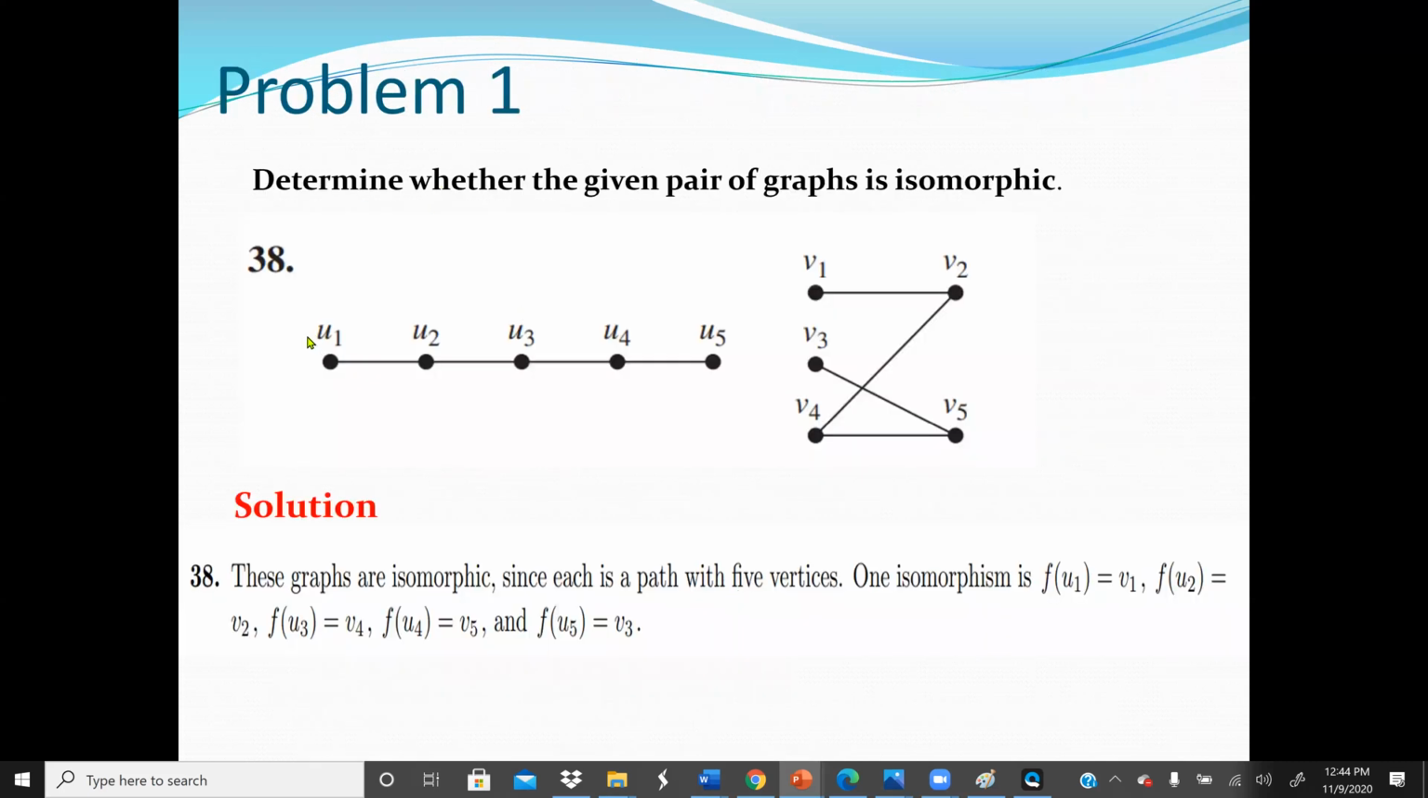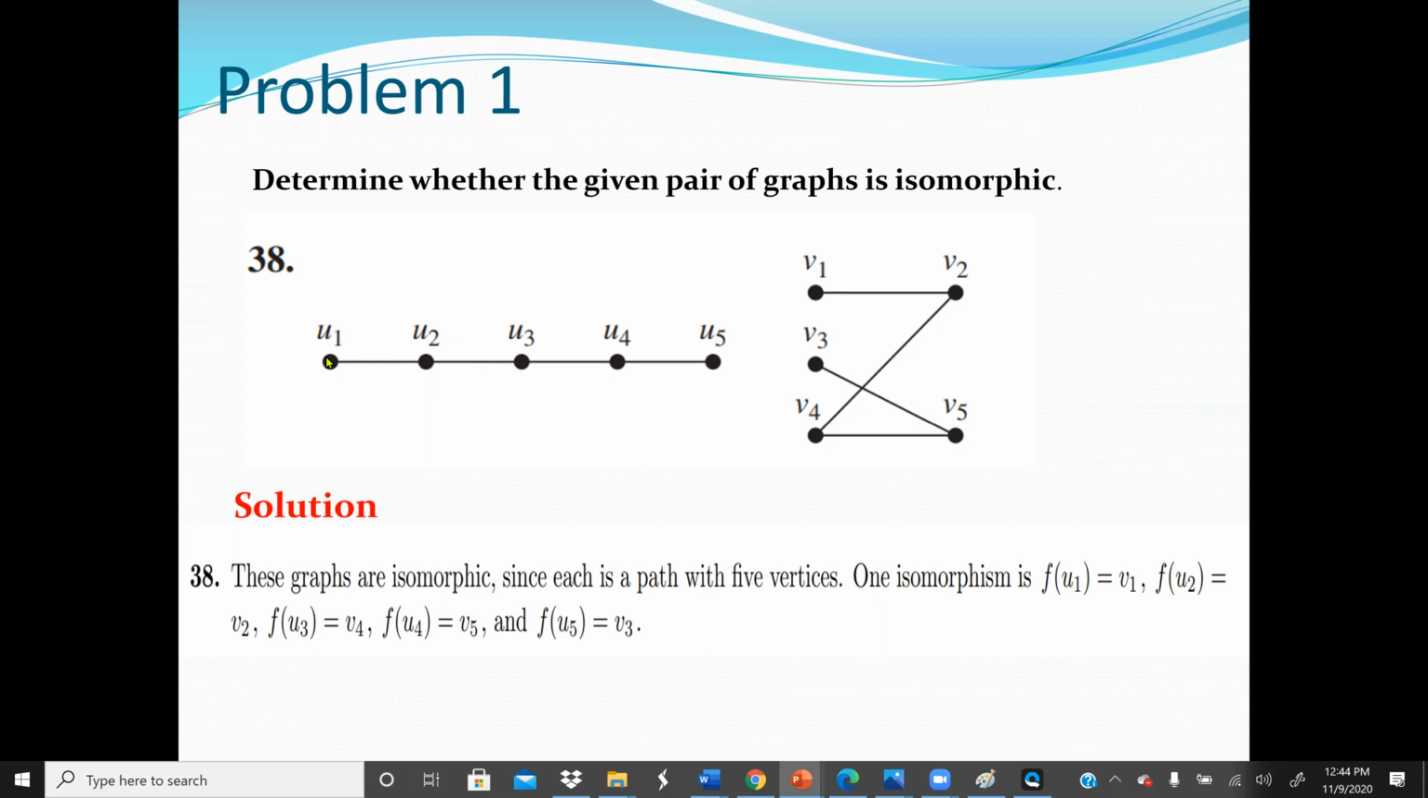So now let's go through some questions here. Here they say we should determine whether the given pair of graphs is isomorphic. First, we check how many edges and vertices we have. 1, 2, 3, 4, 5. And here we have 1, 2, 3, 4, 5. Also edges 1, 2, 3, 4. The edges here 1, 2, 3. So it's also 4. Now we need to check the degrees.